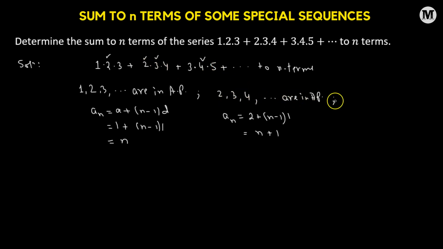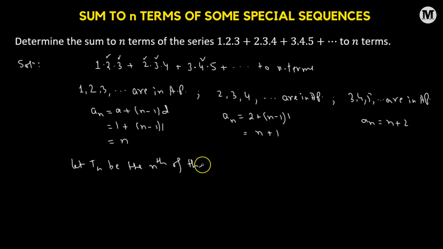And finally, we will consider the third number of each of the terms. So we have 3, 4, 5 and so on. These terms are also in arithmetic progression, and the nth term will be equal to n plus 2. Now let Tn be the nth term of the original series. Then Tn will simply be represented as the nth term of the first sequence, multiplied by the nth term of the second sequence, and again multiplied by the nth term of the third sequence. So this is going to be the nth term of the series.